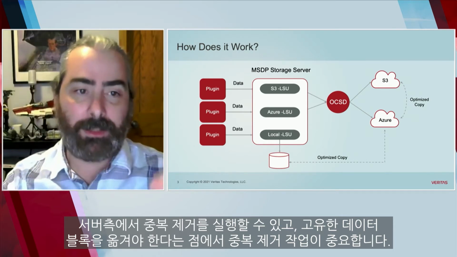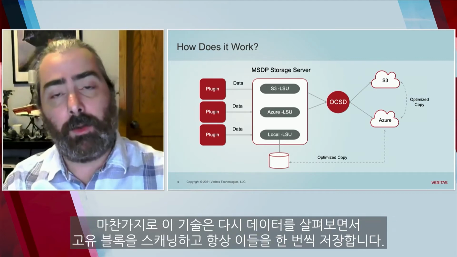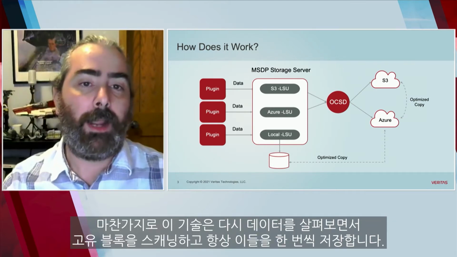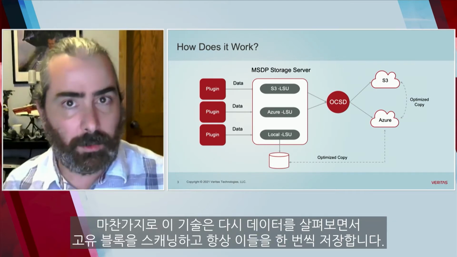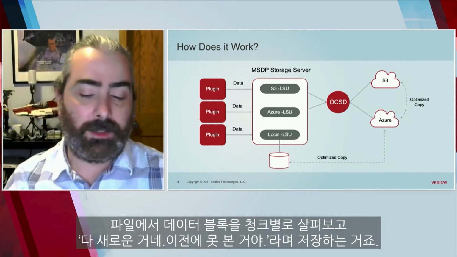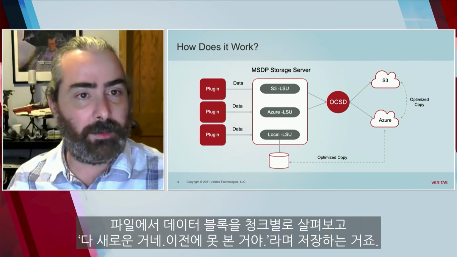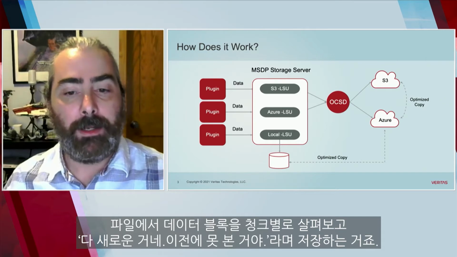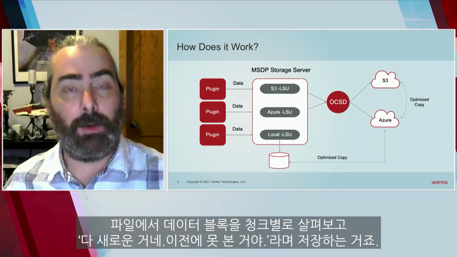And that's an important thing that deduplication does: it looks through the data as it's ingesting it, and it scans for unique blocks, and it only stores those blocks once. If it sees a block of data, a little chunk of data from your file, and it says, oh, this is new, I haven't seen this before, so it stores it.